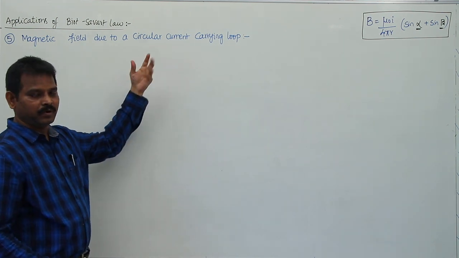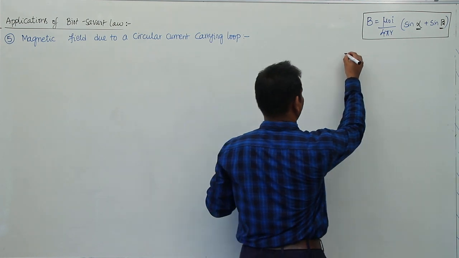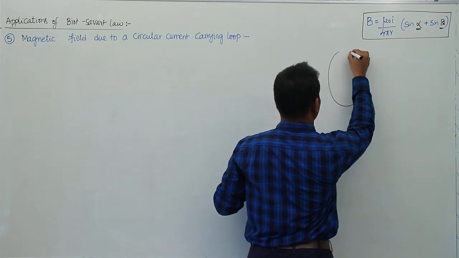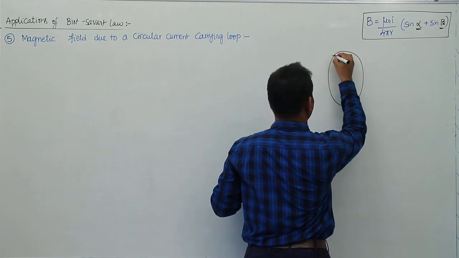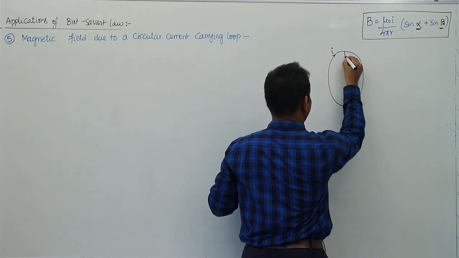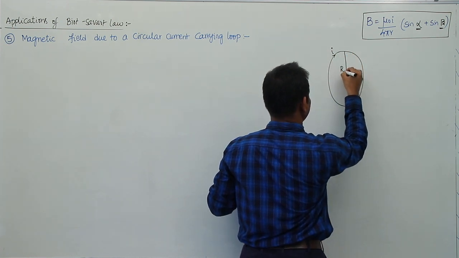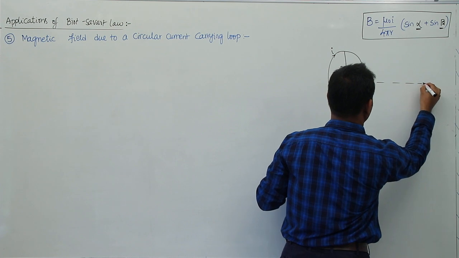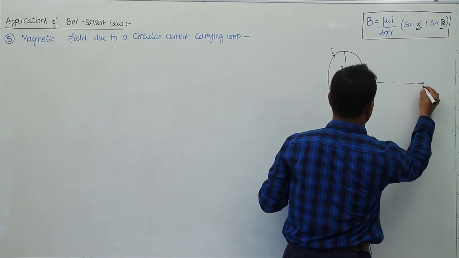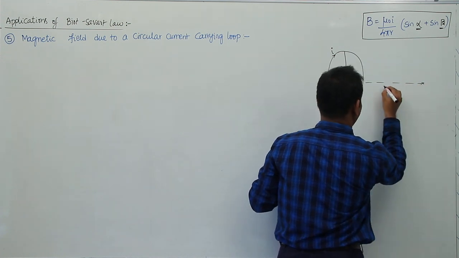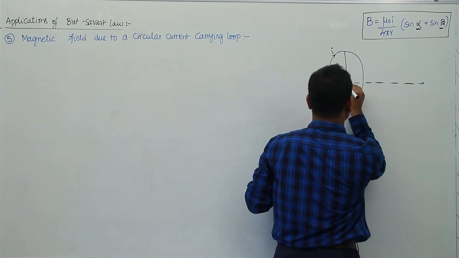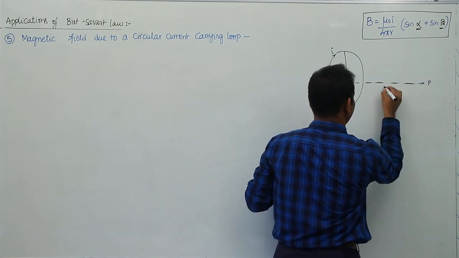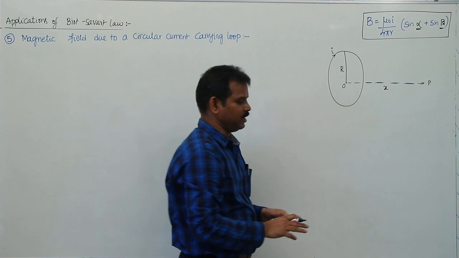This is a 5 mark derivation for PUC. So here I am going to write, this is a circular loop carrying some current I, where the radius of this circular coil is r. I want to find out the magnitude of the magnetic field on the axis of the circular current coil at point P, and the distance from the center to this point P, let us say this is x, as it is along the x axis.